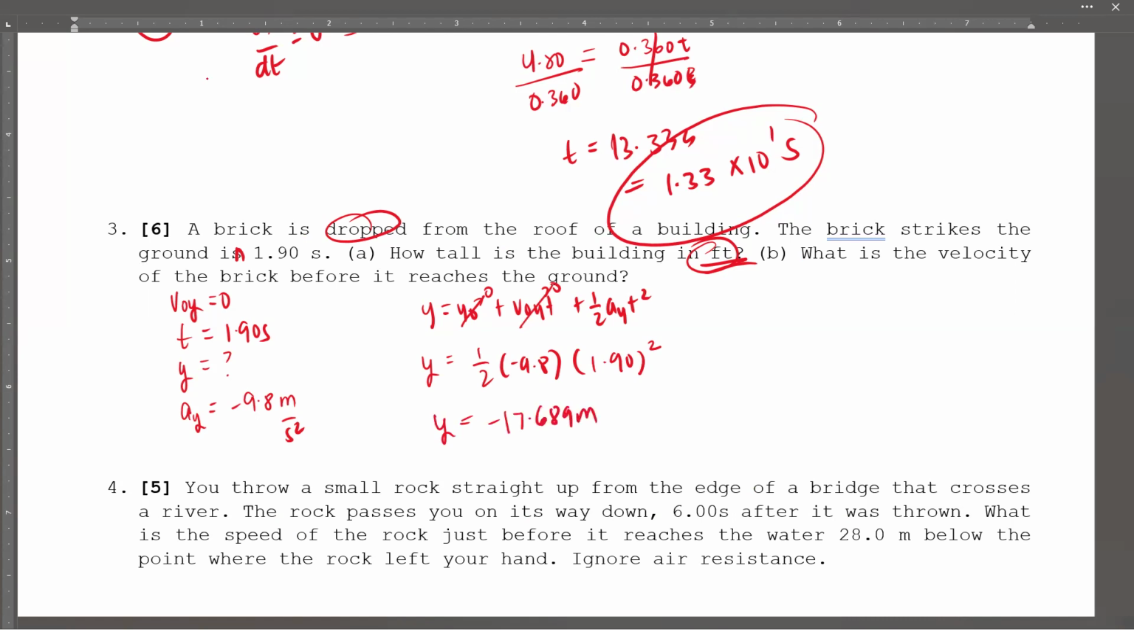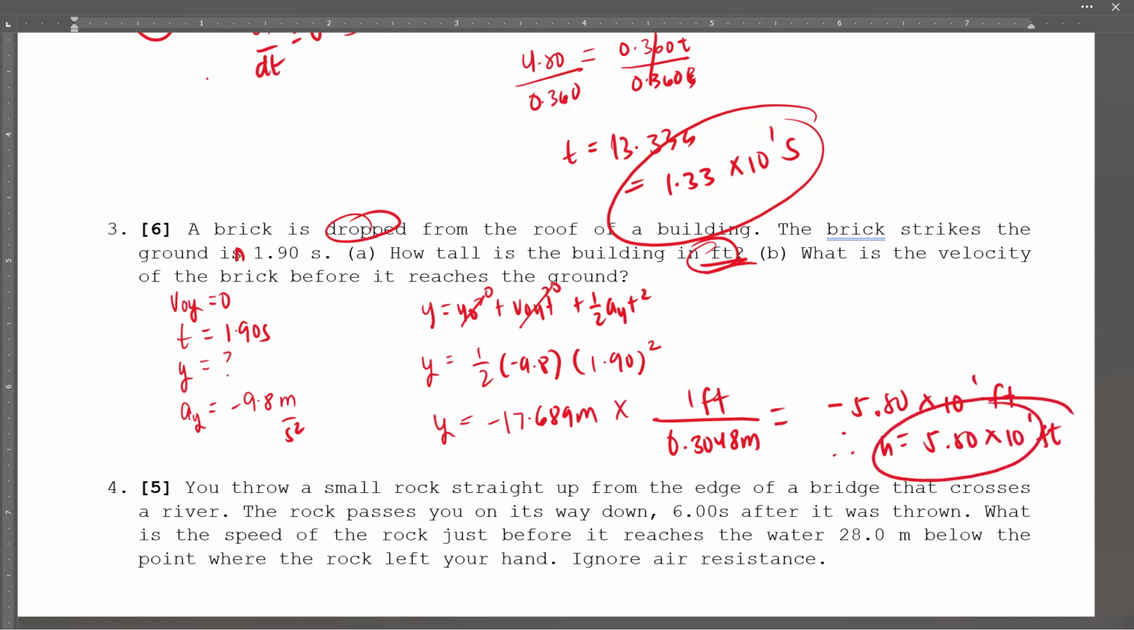17.689 meters times, dito na tayo magko-convert. So 0.3048 meters is 1 foot. So this will give us negative 5.80 times 10 raised to 1 feet. No? So ibig sabihin, the height of the building is 5.80 times 10 raised to 1 feet. Okay.